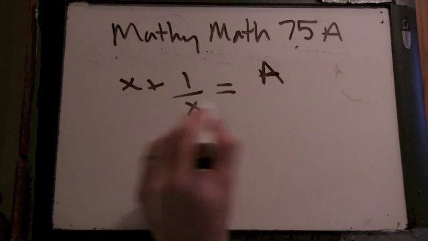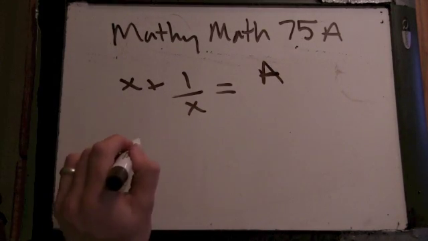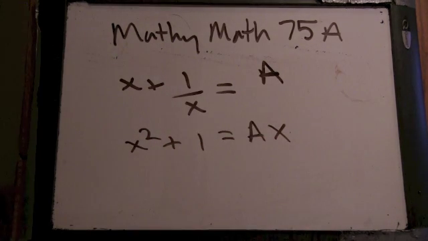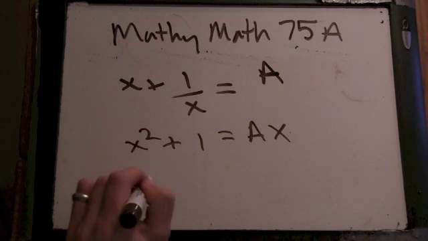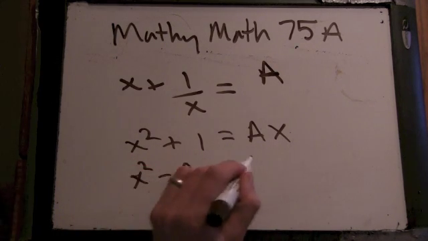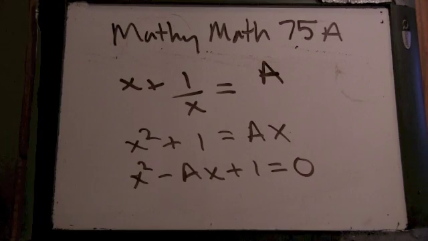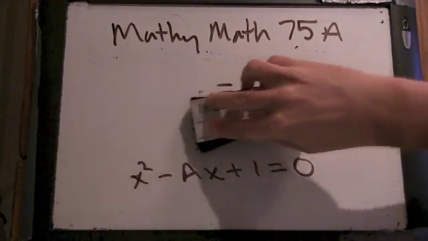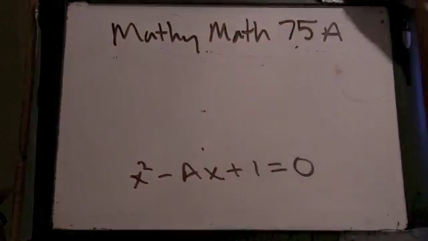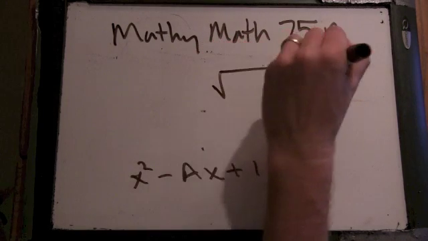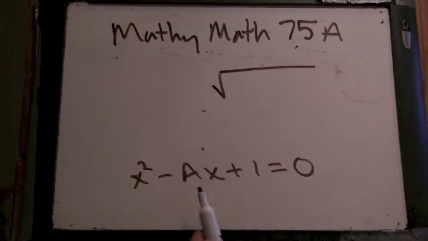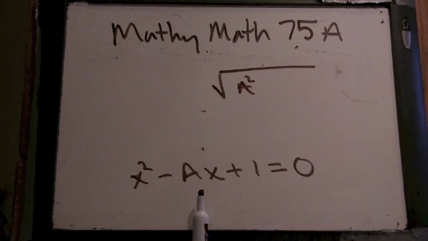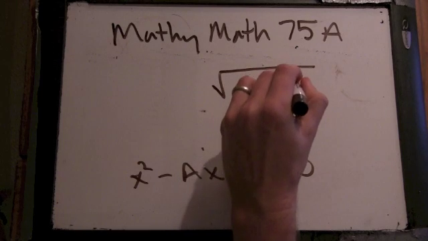Okay, so let's see. I multiplied, do exactly what you did. x squared plus 1 equals ax. Bring this over to the other side. x squared minus ax plus 1 equals 0. What's the part that's under the square root in the quadratic formula? It'd be the square root of a squared. So maybe I should have called it b. That's all right. a squared minus 4.